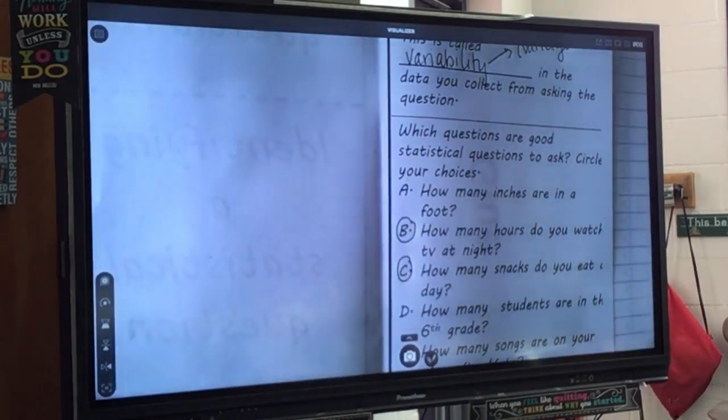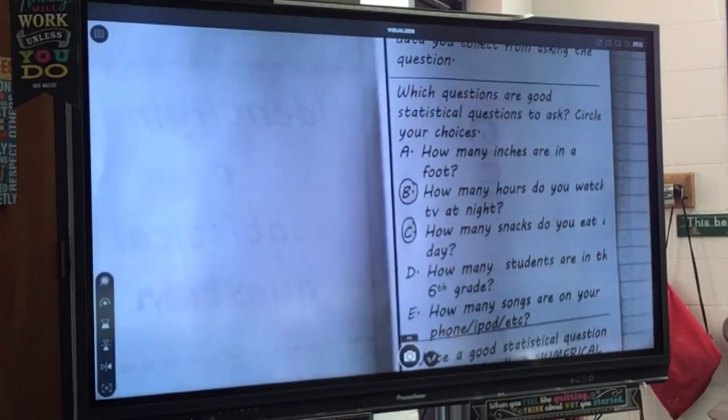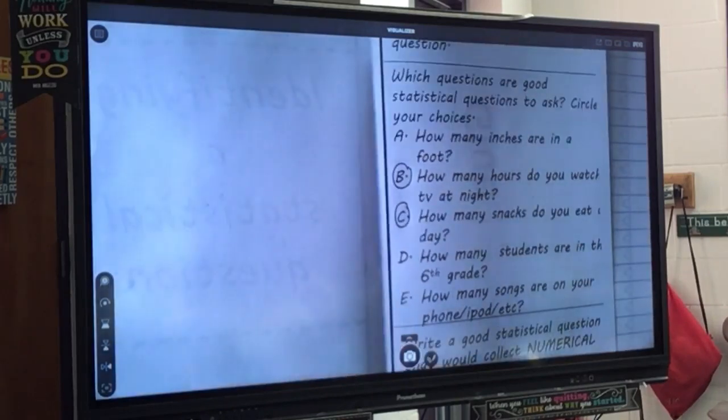All right, D. It says, how many students are in the 6th grade? So stand up if you say this is a statistical question. So why is this not a statistical question? There's usually only one answer.